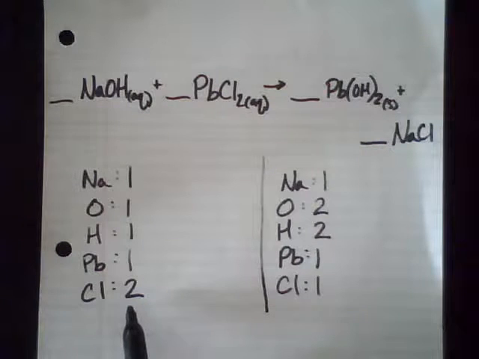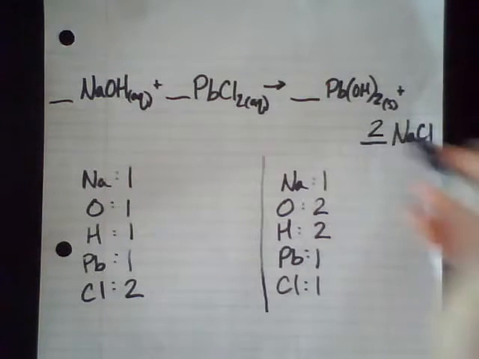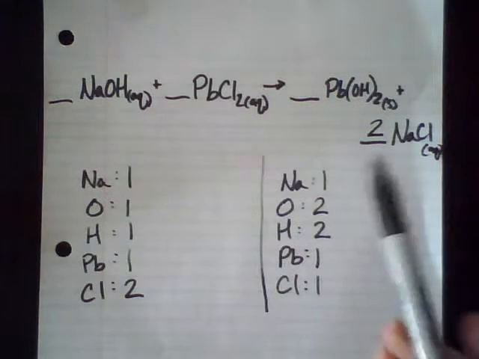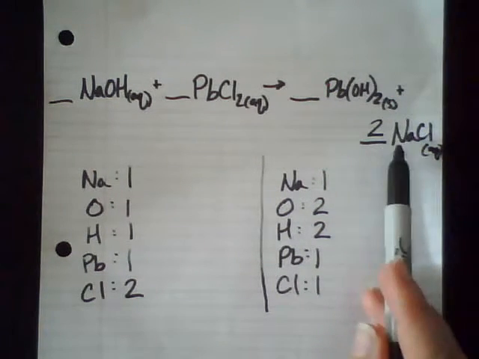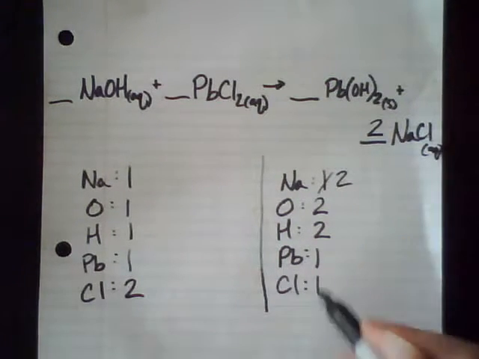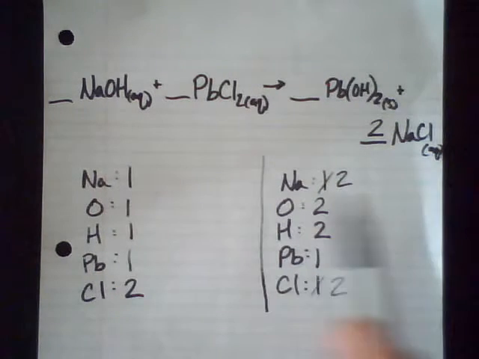That's my logic there. So I have 2 on this side, but only 1 on this side. So I need a 2 in front of my sodium chloride. Sorry, I didn't put my phase there. That's aqueous. 2 in front of my sodium chloride acts as a multiplier. 2 times my sodium, so that changed that. 2 times my chlorine, that changed that. Okay, now I fixed the problem of the chlorine, but I've messed up my sodium.